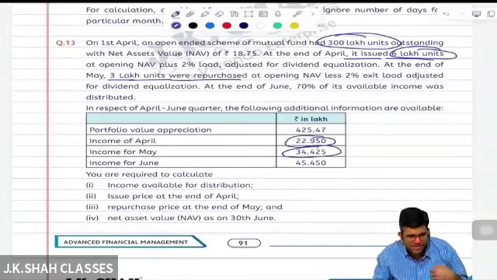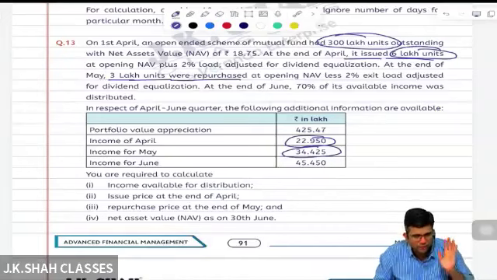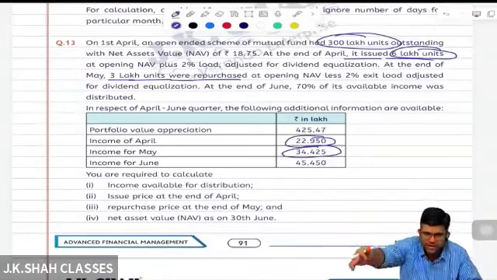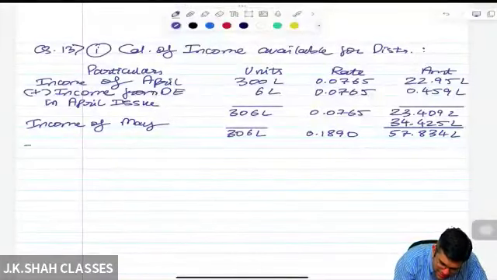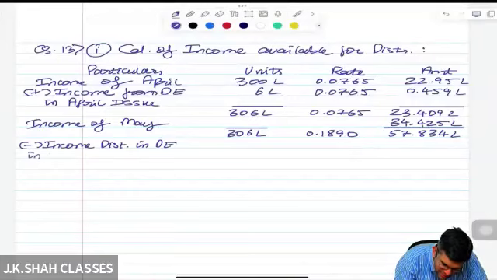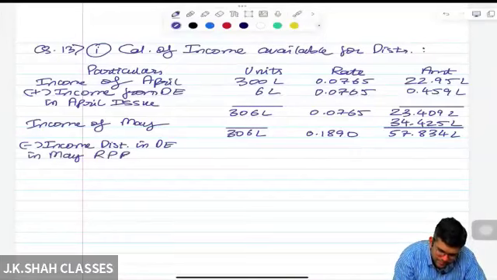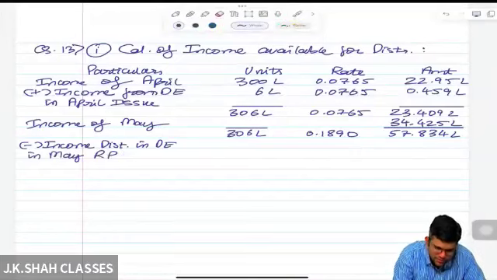And there, do you realize I'll have to give them money? But when I'm giving them money, I will not only have to give them the share of their capital, I'll also have to give them the share of their profit. Everyone following? So 3 lakh units, when they are going away, I will have to give them their money. So here we write less income distributed in dividend equalization in May repurchase.